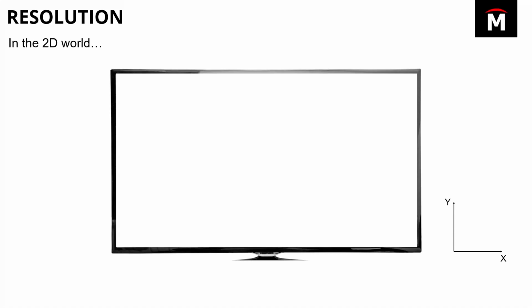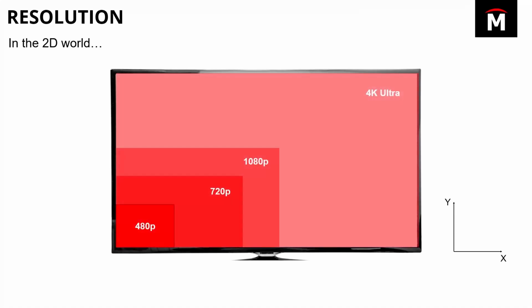Because we're looking at stuff in the 2D world, we've simply just got to worry about two axes. We've got our y-axis vertical, we've got our x-axis horizontal. Whenever we're talking about screen resolution, these are all figures that we're probably familiar with. So 480p is pretty low resolution, going up to 720p and 1080p. These are like HD resolutions, up to 4K, which is like ultra high definition. But what do these numbers actually represent? Well, they're simply pixel areas.